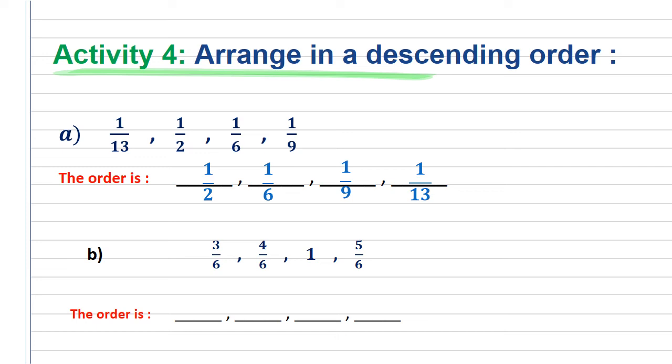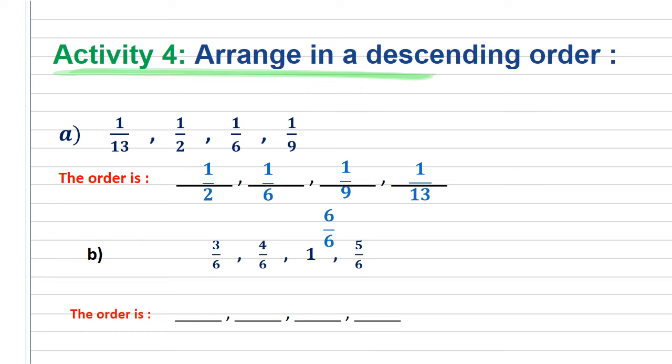Okay. Question B. Look first, who is the same, numerator or denominator? Okay, here the denominator is the same, so they are normal fractions. We can arrange them from the biggest to the smallest. Let's make the first number 1 be 6 over 6.